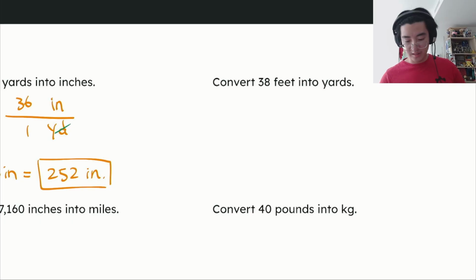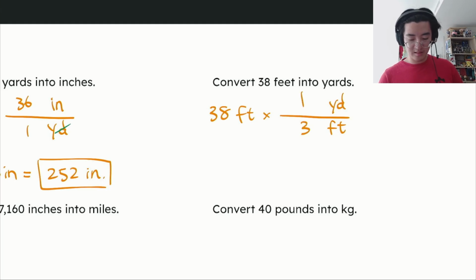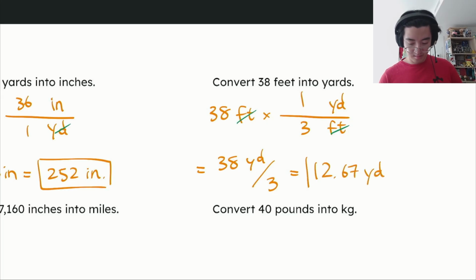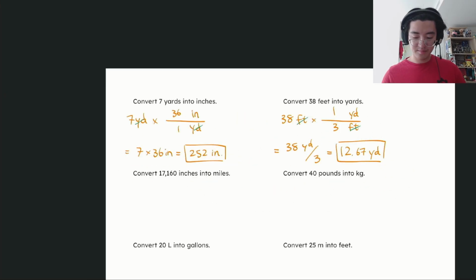Okay, feet to yards. We want to cancel out the feet and convert it into yards. We know there's 1 yard in 3 feet. So we cancel out the feet, divide that by 3 to get around 12.67 yards. You can leave that as a fraction too if you like.